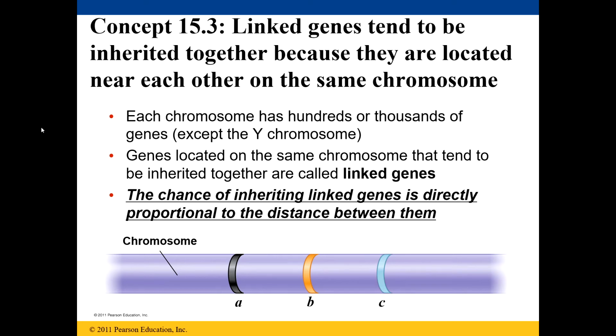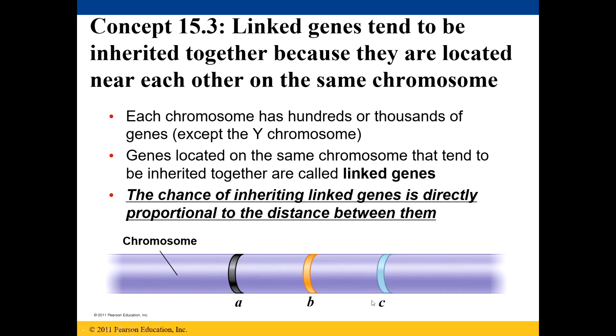And that is the tendency for genes to be inherited together because they are located near each other on the same chromosome. Each chromosome has hundreds or thousands of genes, except the Y, as we mentioned. Genes located on the same chromosome that tend to be inherited together are called linked genes. And the key here is the chance of inheriting linked genes is directly proportional to the distance between them. So in other words, if gene A is a faulty gene, but it's closely linked to B and C, which are necessary for you to survive, maybe to metabolize your food or something very important, then you're going to get gene A if you get B and C.